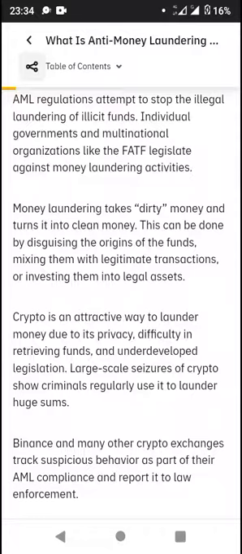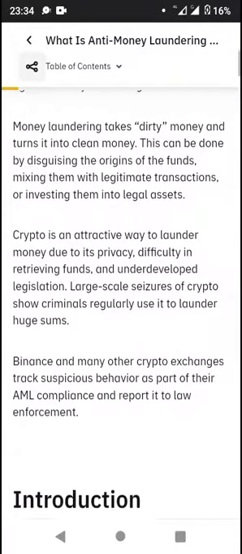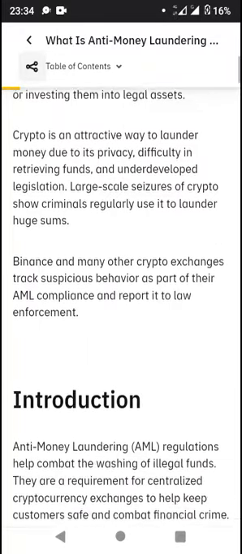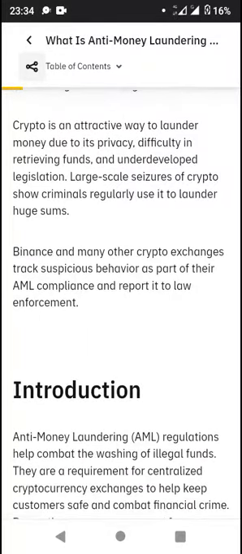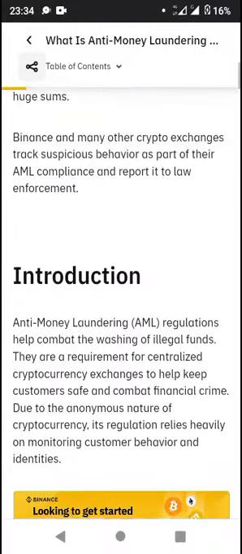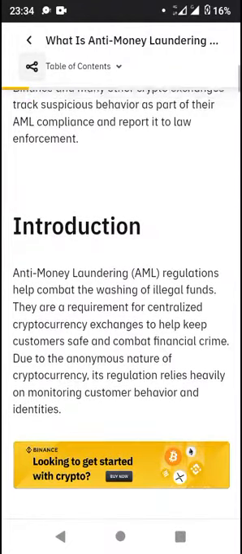This can be done by disguising the origin of the funds, mixing them with legitimate transactions, and investing them into legal assets. Crypto is an attractive way to launder money due to its privacy, the difficulty in retrieving funds, and underdeveloped legislation. Large-scale seizures of crypto show criminals regularly use it to launder huge sums. Binance and many other crypto exchanges track suspicious behavior as part of their AML compliance and report it to law enforcement.